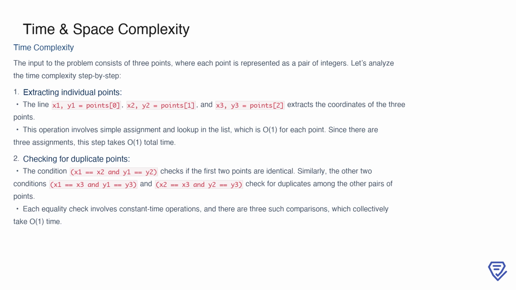The first step in the function is extracting the coordinates of these points using assignments like x1, y1 = points[0]. Each of these assignments involves a simple lookup and assignment operation, both of which are constant time, or O(1). Since we perform this operation 3 times, the total time for this step is still O(1). Next, the function checks for duplicate points by comparing the coordinates of each pair of points. There are 3 such comparisons, each involving constant time equality checks. Therefore, this step also takes O(1) time. So far, all operations have been constant time, contributing to an efficient implementation.